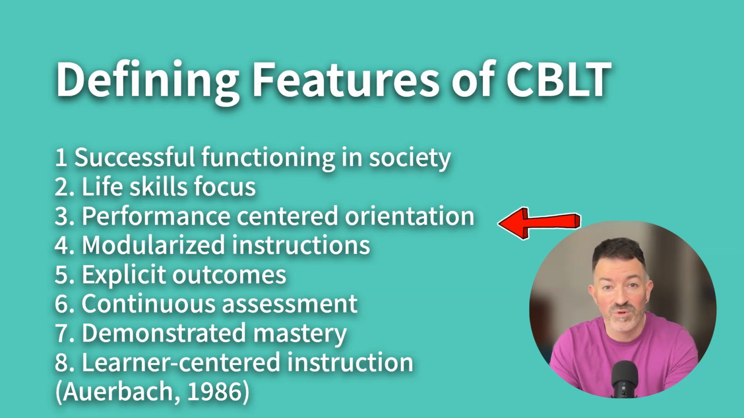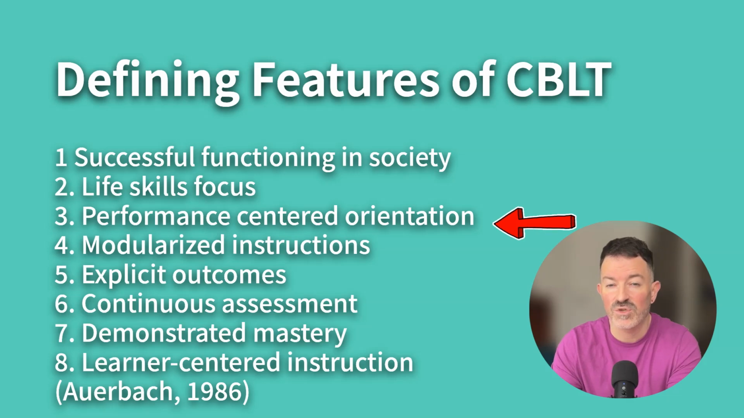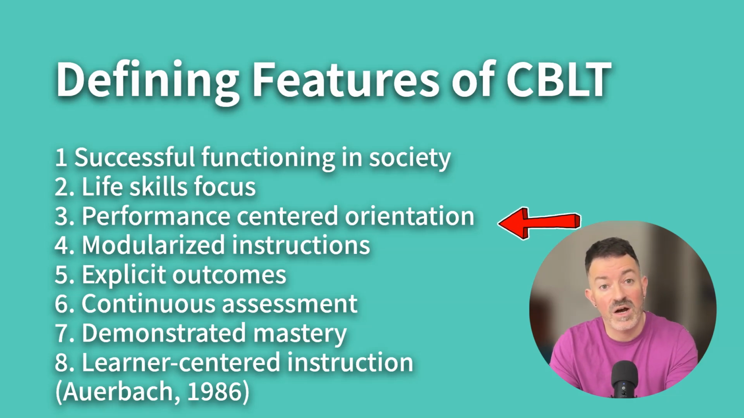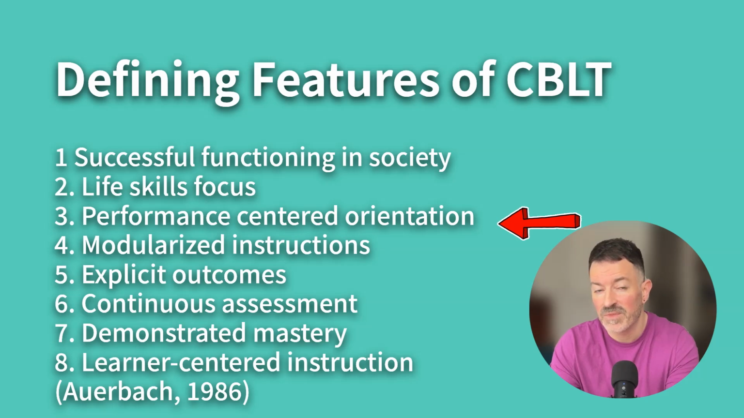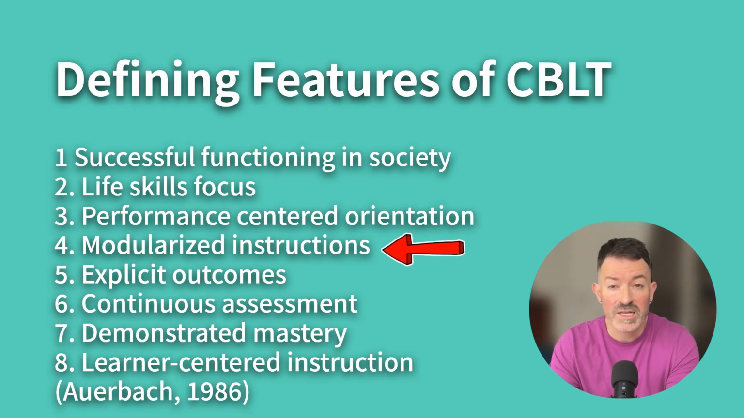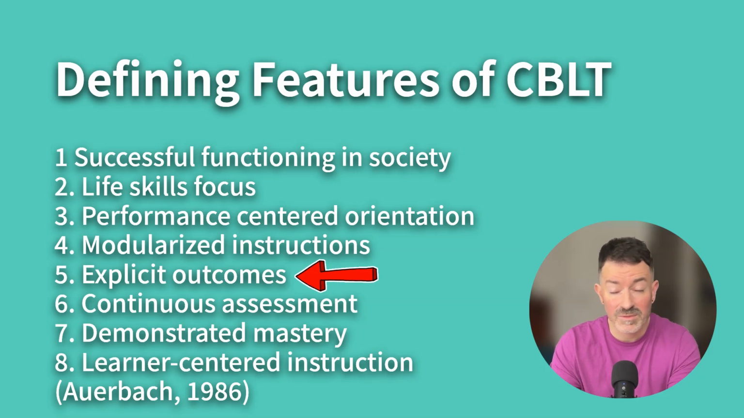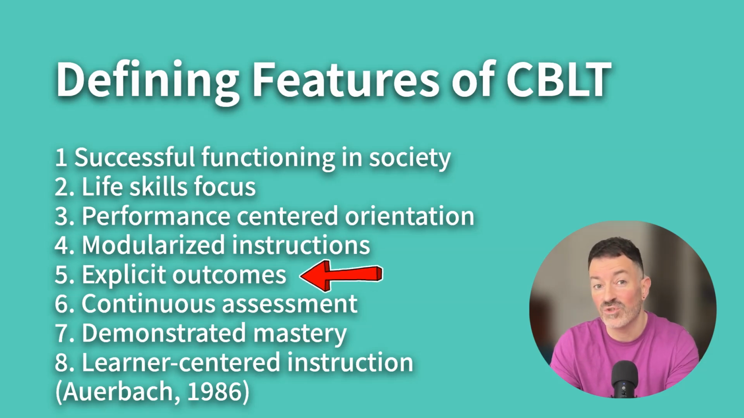Number 3 is performance-centered orientation. So in this case, outcomes are observable behaviors learners can demonstrate. Number 4 is modularized instruction. So here, this is about objectives, and these objectives are broken down into meaningful units and sub-objectives. Number 5 is explicit outcomes stated in advance. So learners know exactly what is expected of them and what they need to do.